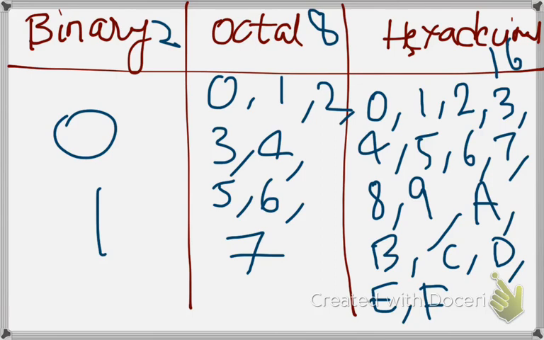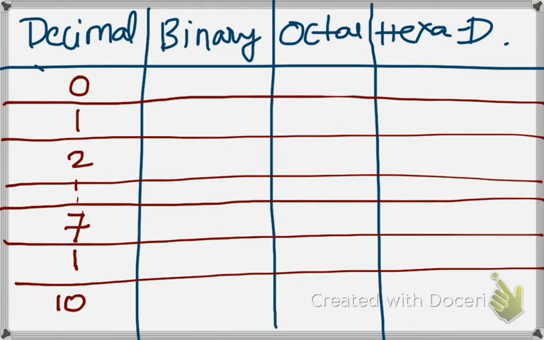One more table. So now, as you can see, I have written 0, 1, 2, and I've left a space and written 7, and I've left a space and written 10. Now, let us see what these numbers can mean in binary, octal, and hexadecimal numbers. So now, 0 in binary is 0 itself. And 1 in binary is 001.